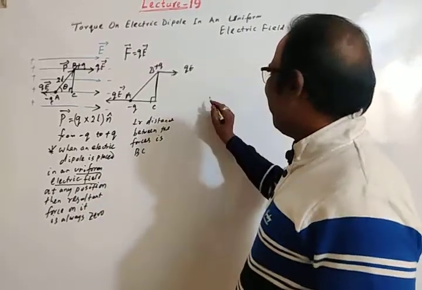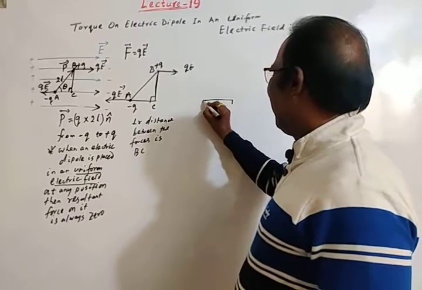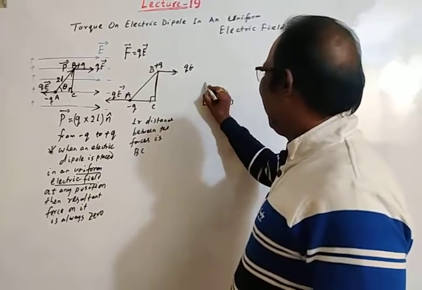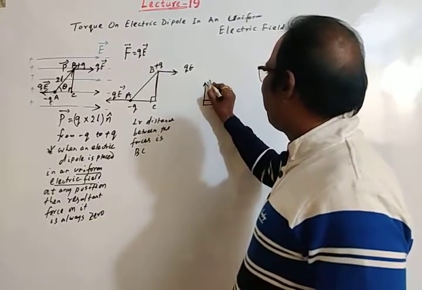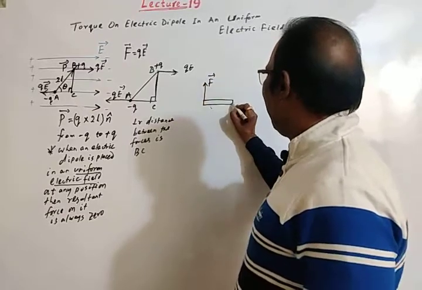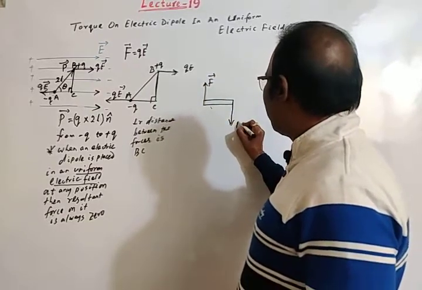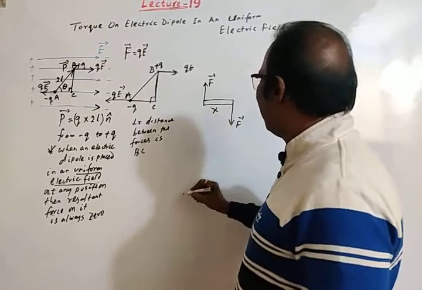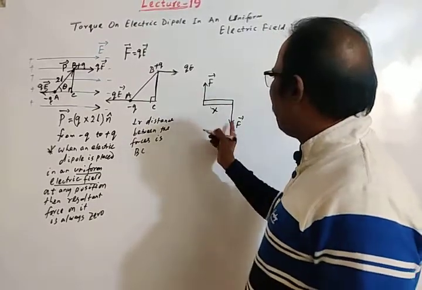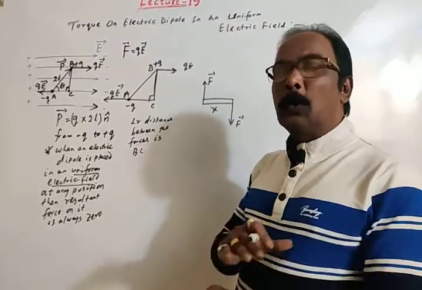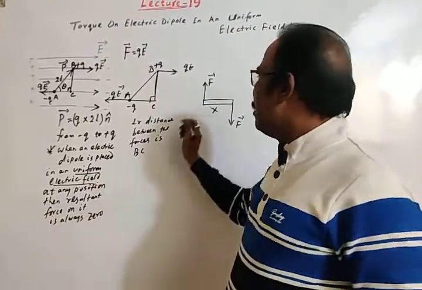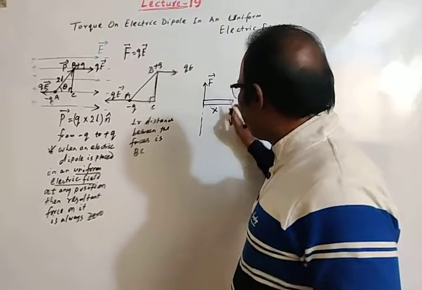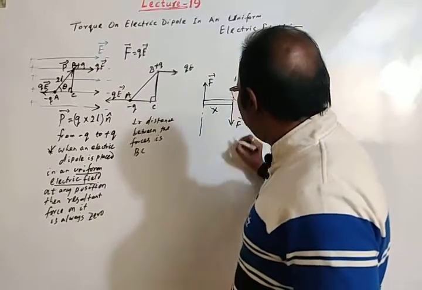Okay, see, this is a body. Along this direction let the force be F. Along this direction let the force be F. Let the distance between these two forces be X. Here these two forces do not have the same line of action. This is the line of action of this force. This is the line of action of this force.